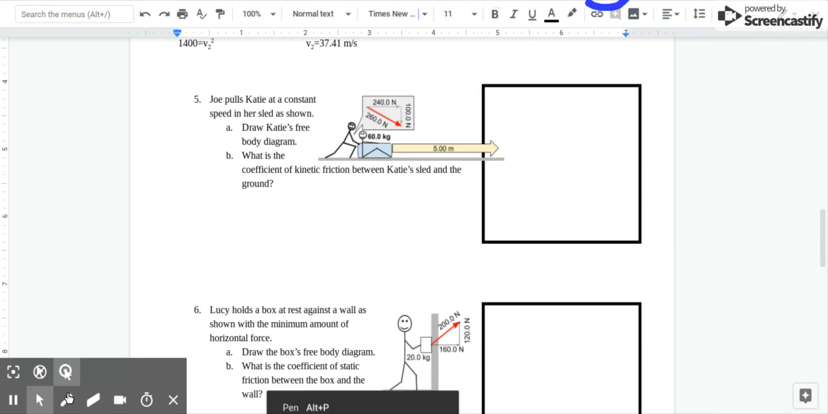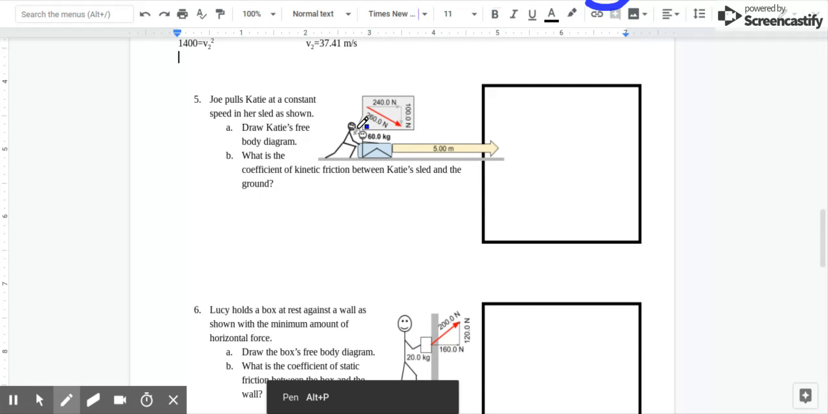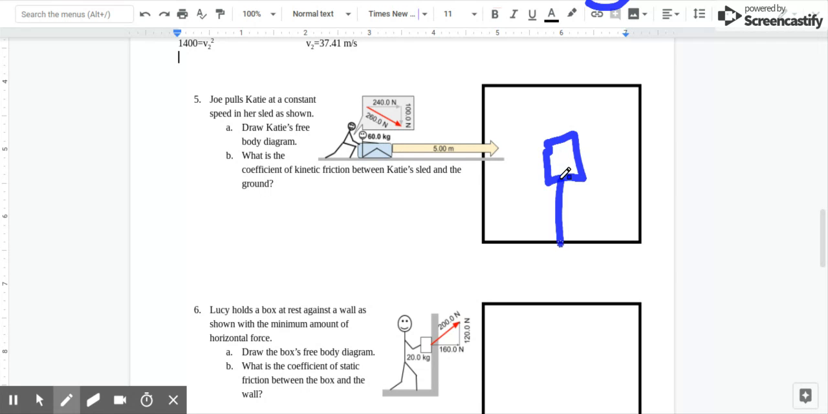Okay, here's the next one. We're going to be doing this free body diagram. So Joe pushes Katie at a constant speed, so net force is 0, in her sled as shown. So here we go. Katie and her sled weigh 60 kilograms. So that means that her force of gravity is going to be 600. Now here's the thing. There are other vertical forces other than just normal force and force of gravity.